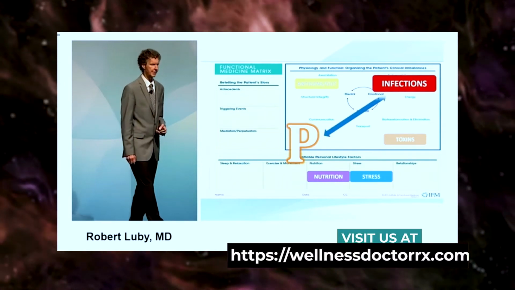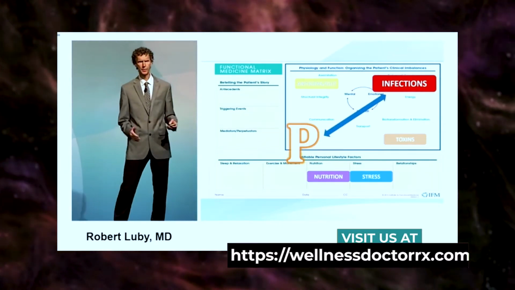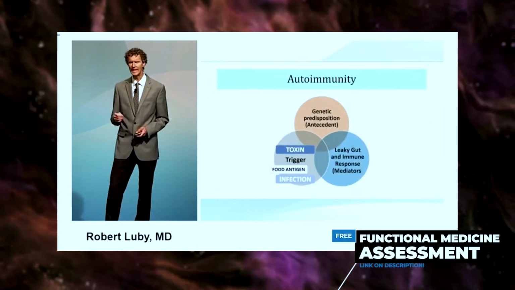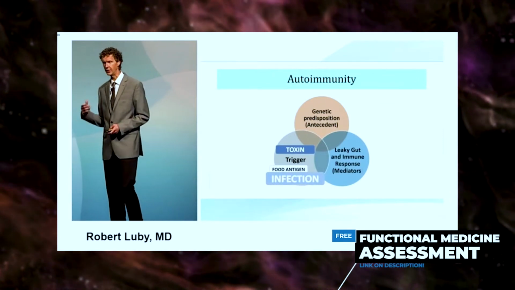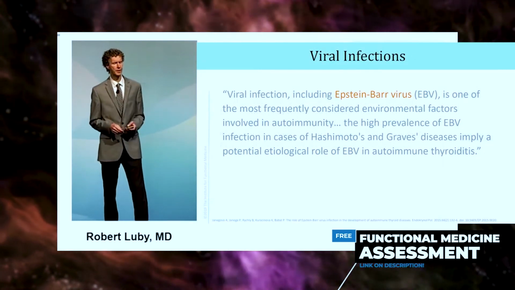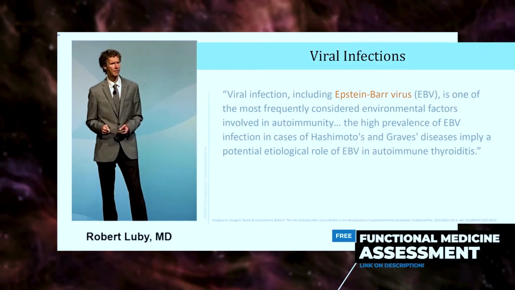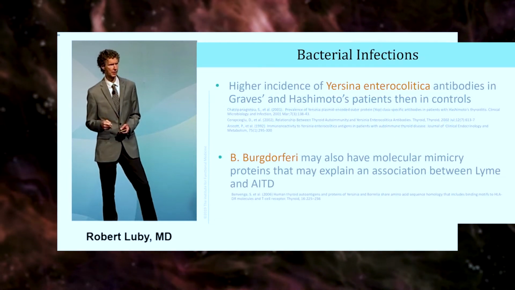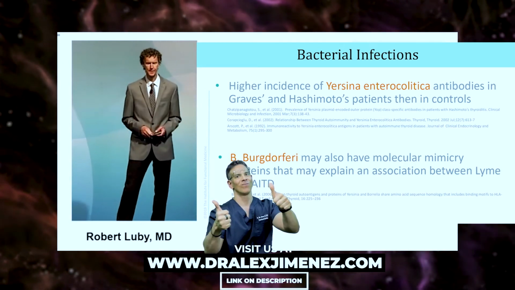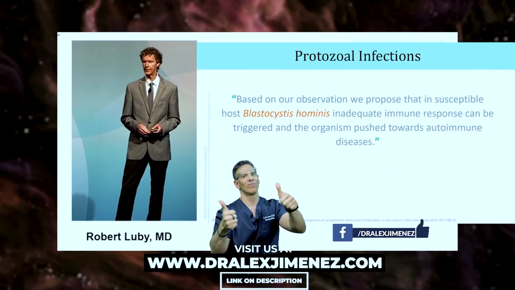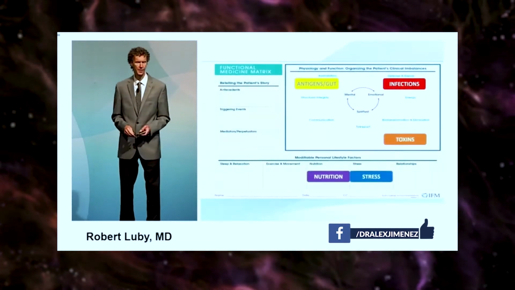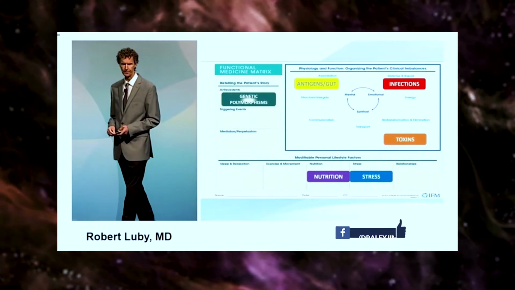And then there are infections. How do infections perhaps cause decreased production of thyroid hormone? We probably need more data and evidence here. We have a lot of correlative data and associative data, but we do know that infections can trigger autoimmunity, and a few examples from the literature are Epstein-Barr virus as an example of a virus that's associated with thyroid dysfunction. Bacteria, there's Yersinia and Borrelia. And protozoal, we've got Blastocystis. So examples from all types of microbes as being associated with decreased thyroid hormone production.